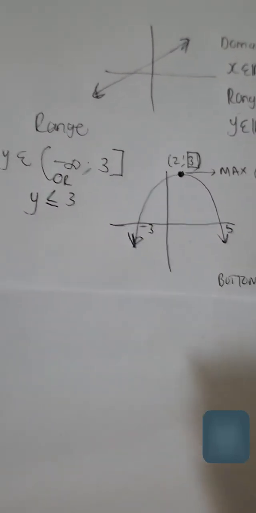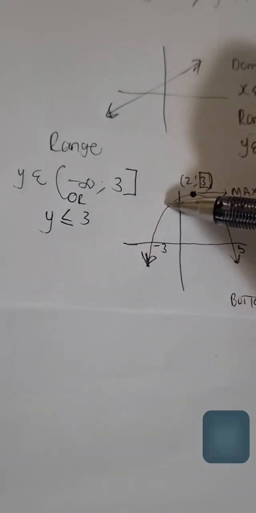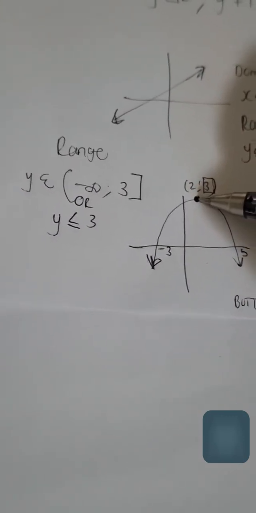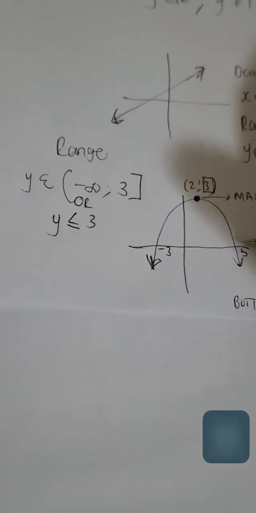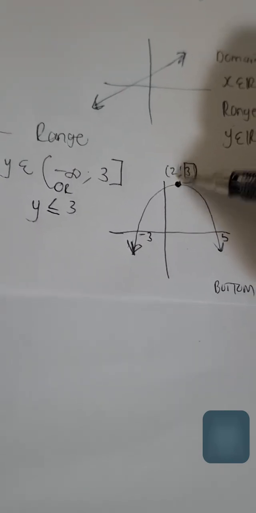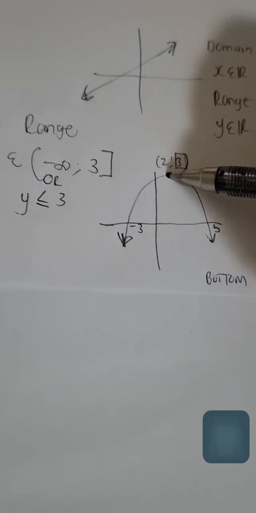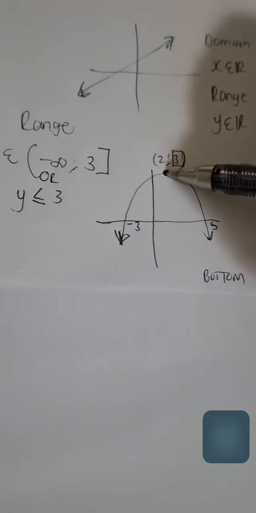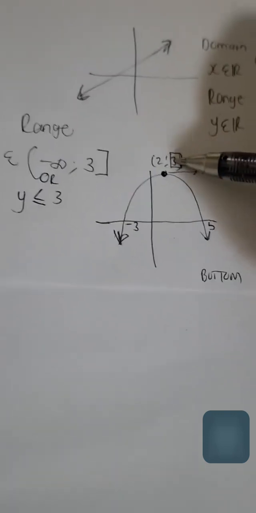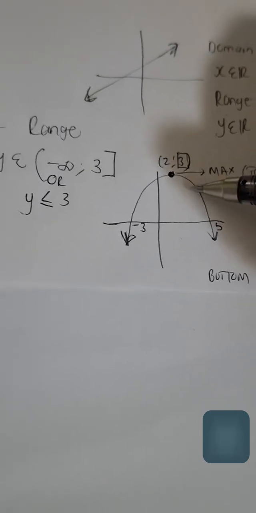Okay. All right. So this function, look at it. As you sketch this function, it touches this point. So this is a point where the function actually exists. This y value that is 3, the function at the y value that is 3, it exists. It is there. So it is included. This value of 3 is included in the function.